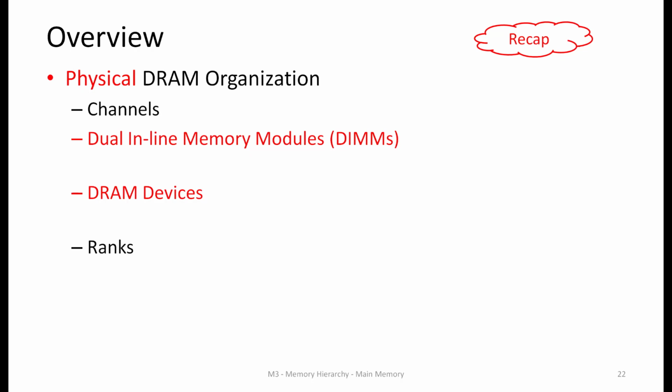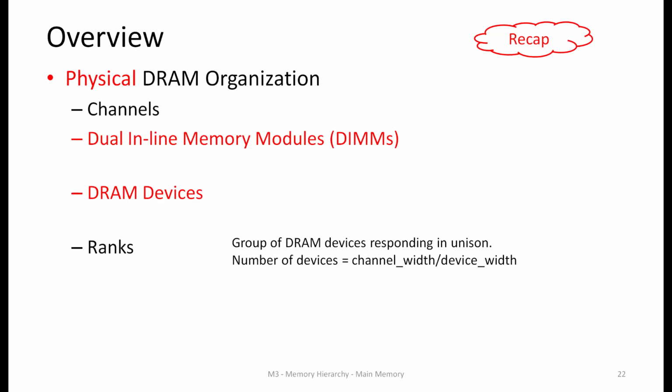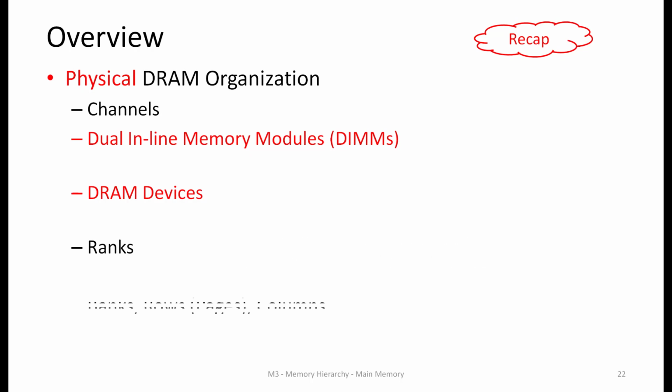Basically the width gives us an insight on how many layers of DRAM arrays are stacked in the third dimension. DRAM devices when grouped form ranks, and the number of DRAM devices that would form a rank would be given by the channel width on top of the device width. Ranks are divided into banks. Banks are further divided into rows and columns. This is where we left off in the last lecture. Let's continue.